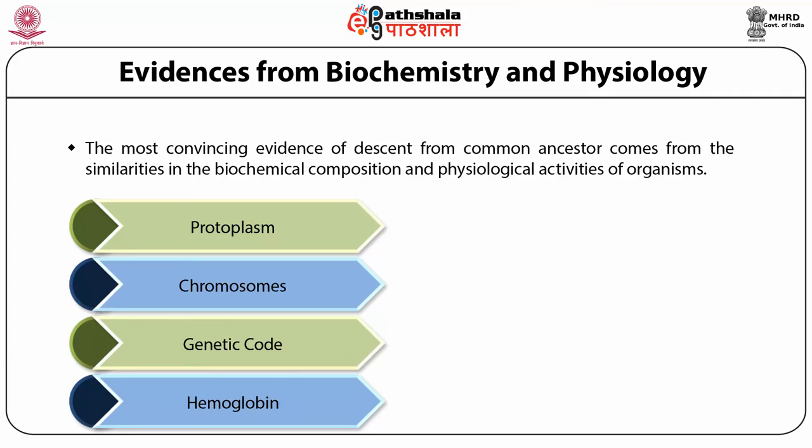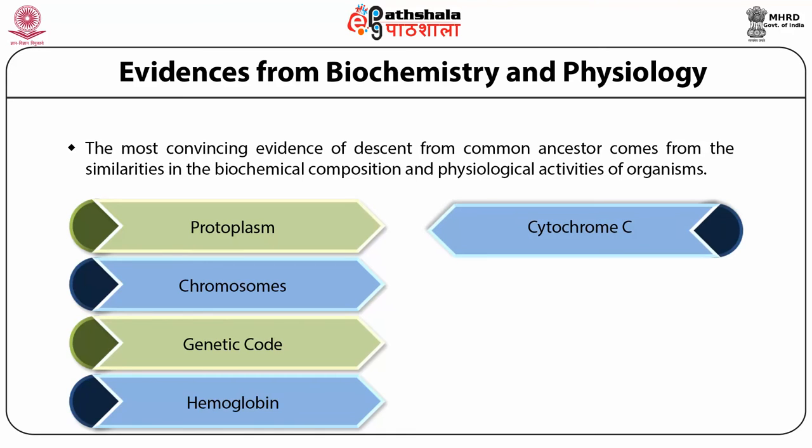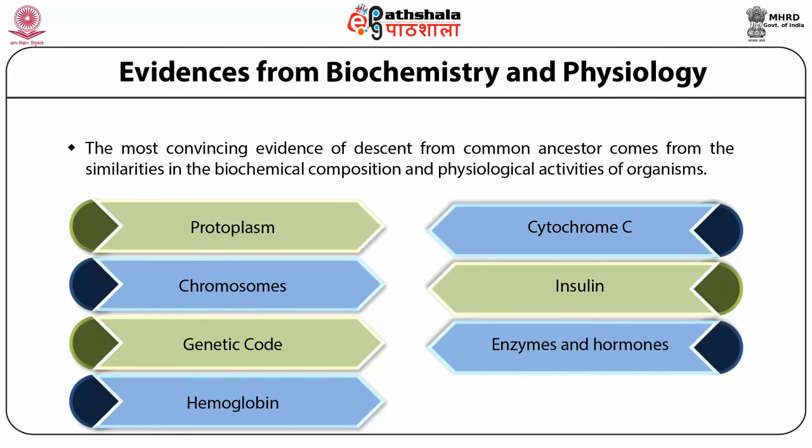whereas hemoglobin is a conjugated protein. It is formed of two identical alpha chains and two identical beta chains in almost all groups. Cytochrome C is a respiratory pigment present in all eukaryotic cells; it forms a part of the electron transport system in all eukaryotes. Similarly, we can see the similarity in insulin, enzymes, and hormones.